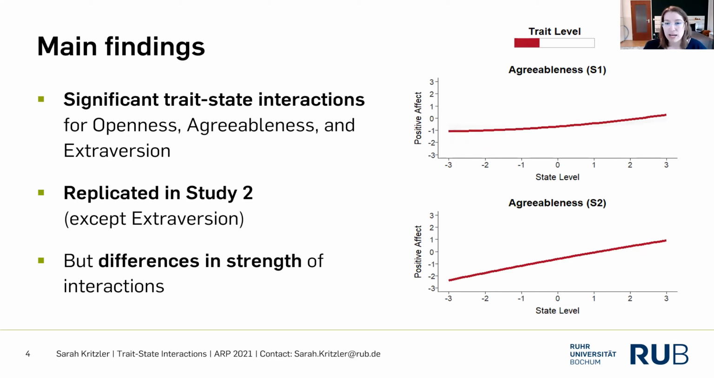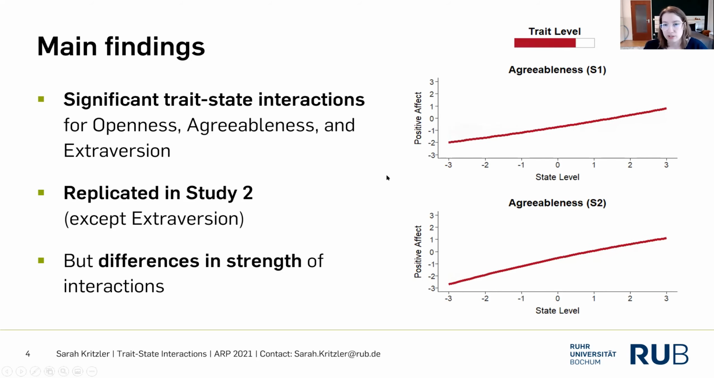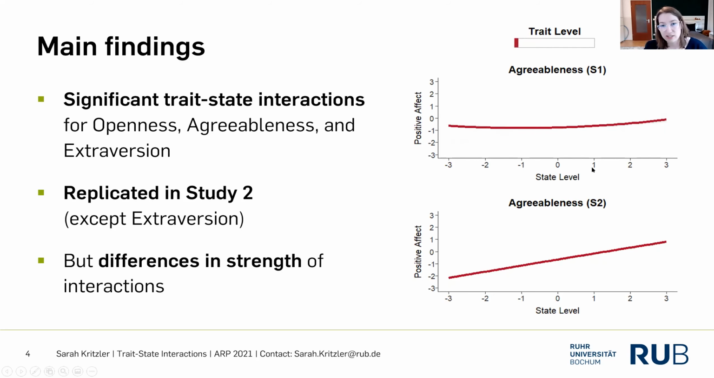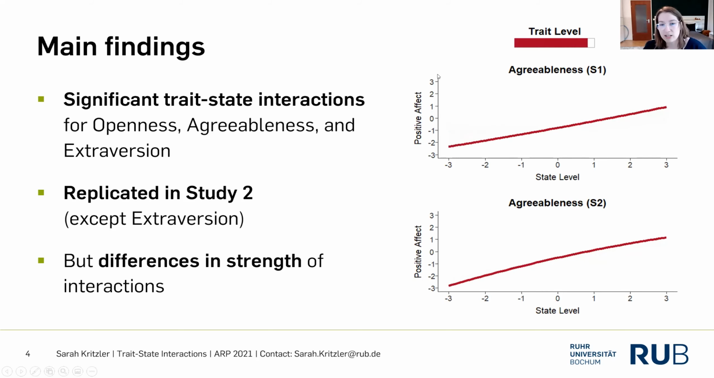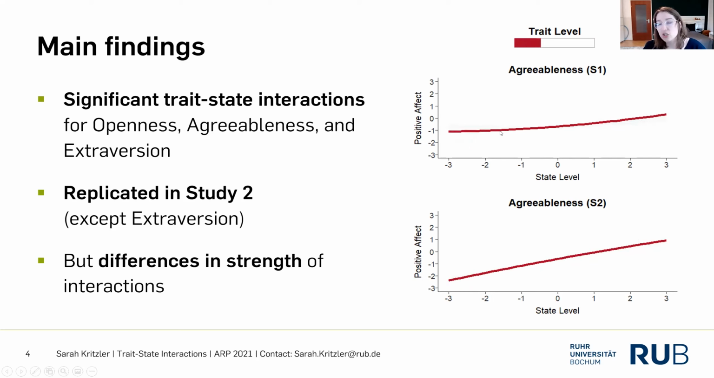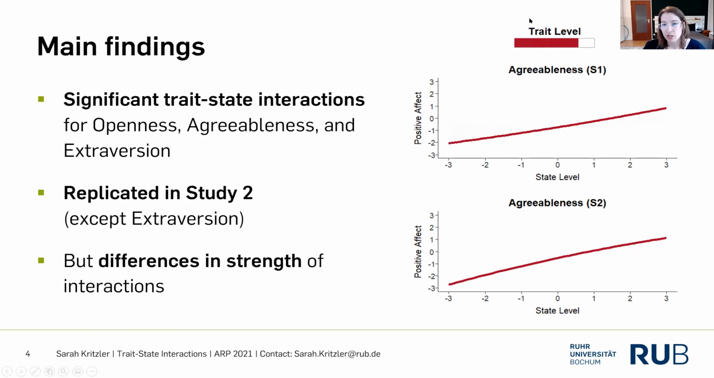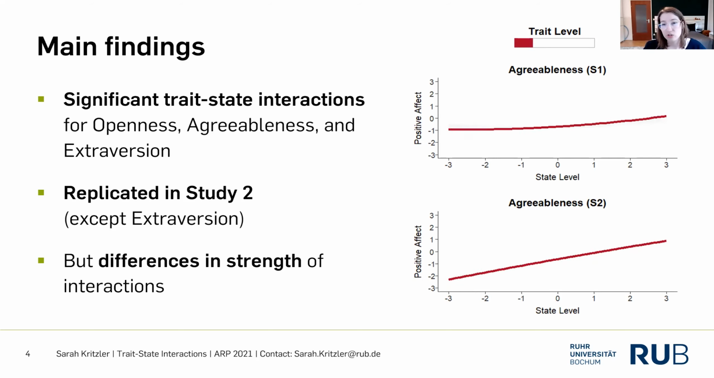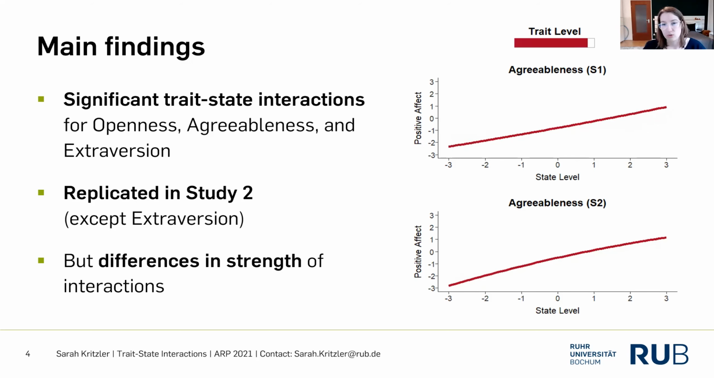You can see here on the right what these interactions looked like at the example of agreeableness. We have state agreeableness levels on the bottom on the x-axis. We have positive effect on the y-axis. And we can see how the association changes with increasing trait levels as indicated here on top. You can see that in both samples, this association became stronger with increasing trait levels, which reflects a positive interaction between trait and state agreeableness.